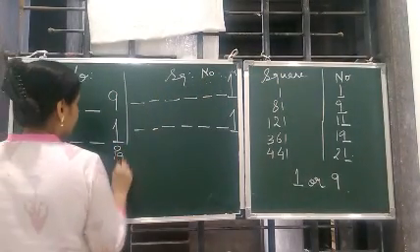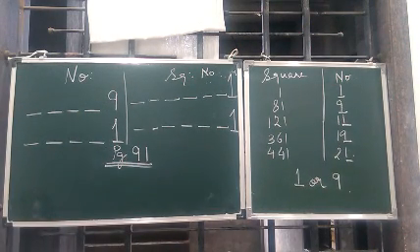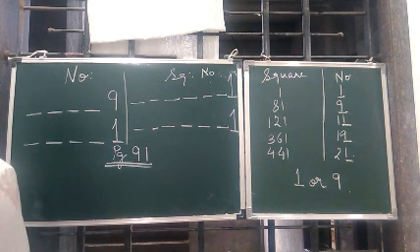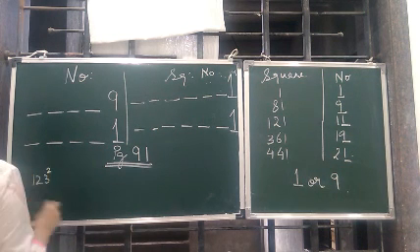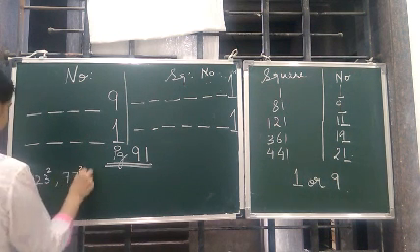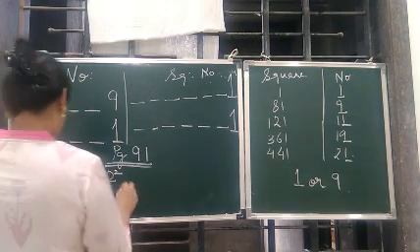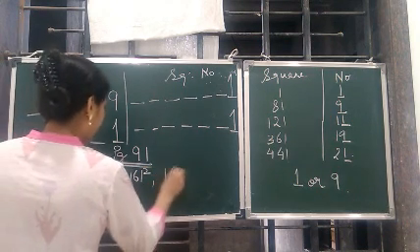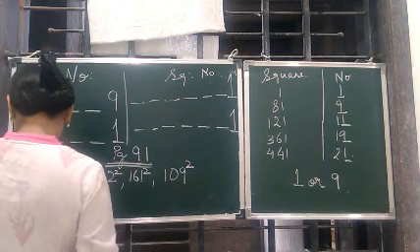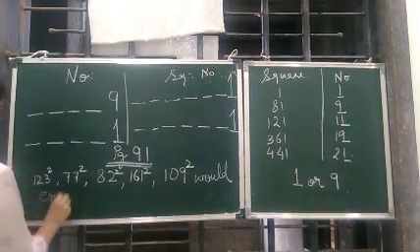Page 91. Another Try These on page 91. Which of the numbers, that is the square of 123, the square of 77, the square of 82, the square of 161 and the square of 109, would end with digit 1?